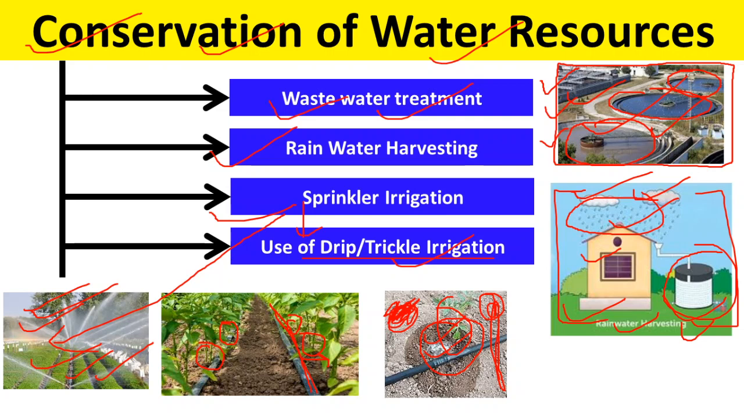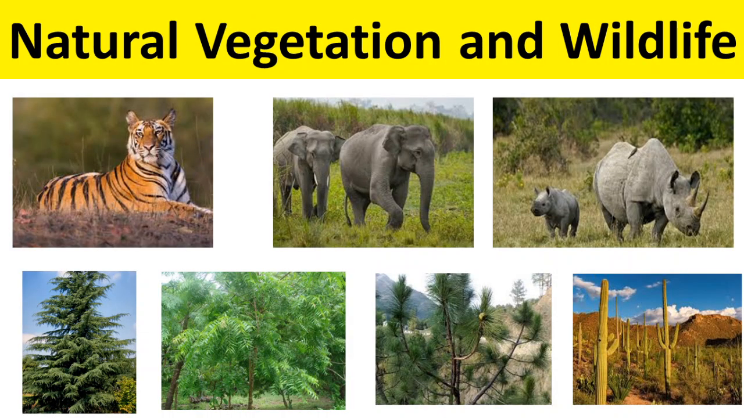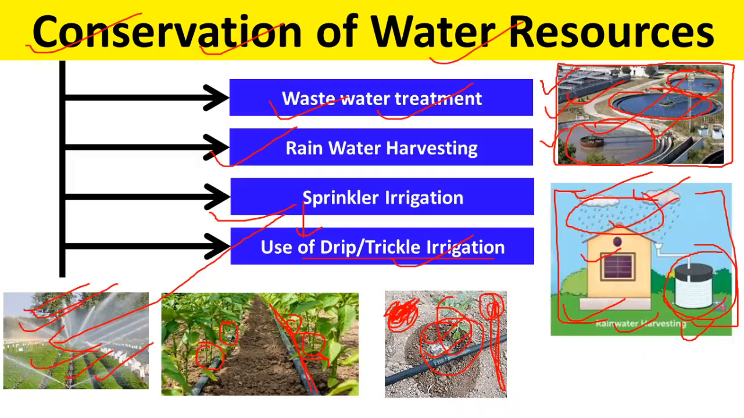So these are a few strategies that we can adopt in our daily life, so that water can be conserved. Apart from that, our own behavior: we should be very mindful in using water. We should not waste water at any time. Okay, this is a simple newspaper cutting. The next topic would be natural vegetation and wildlife. So in this video we'll end it here, conservation of water resources.